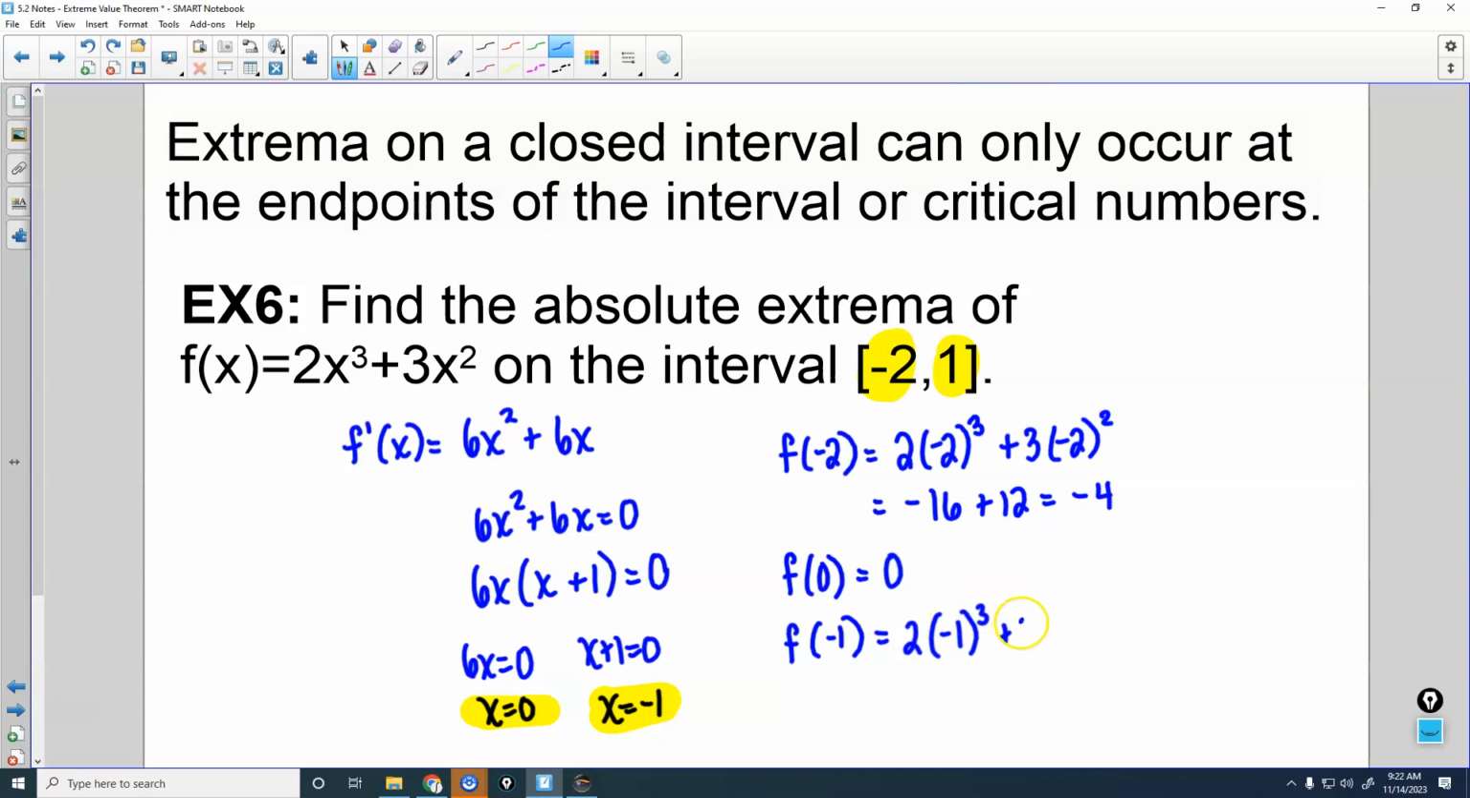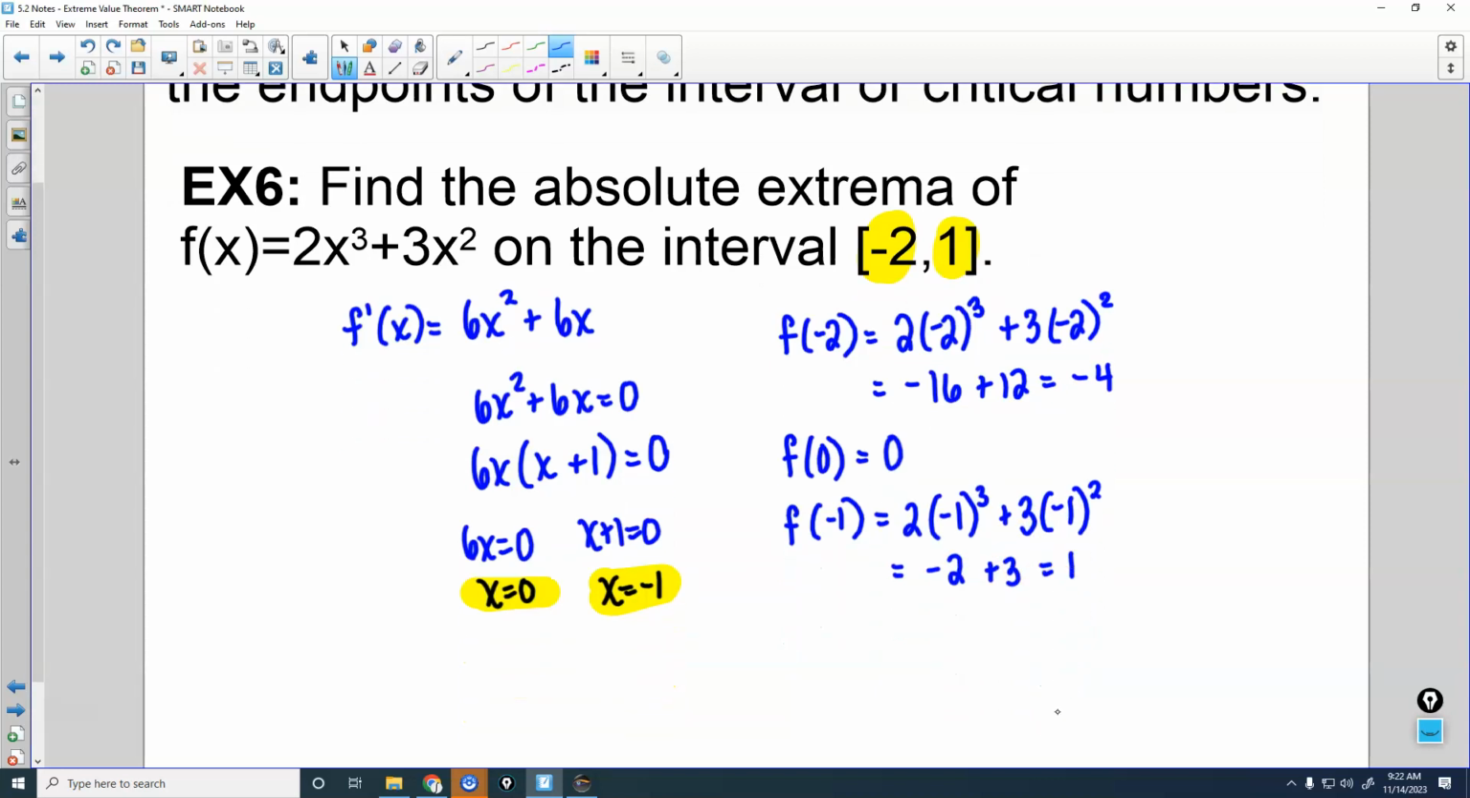So this would be negative 2 plus 3, which would give us 1. It'll be a positive 1, right? I'm not missing it. You're going to do exponents first, which is going to square this and make it positive. So then you'll get the positive 1 times 3 there.